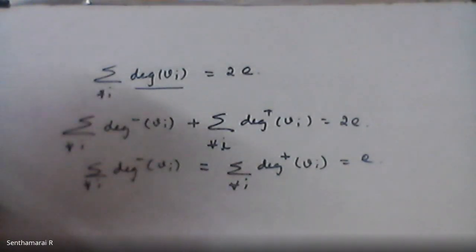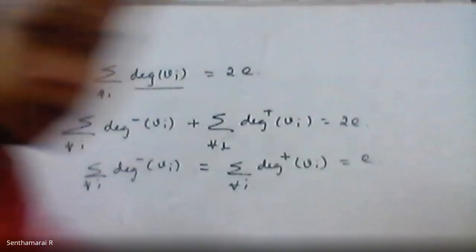Now we are going to do some problems based on the handshaking theorem for directed graphs. For an undirected graph you can verify it easily. When you have a directed graph, how can we check the handshaking theorem? It is specifically given in our syllabus, so we will do some problems.